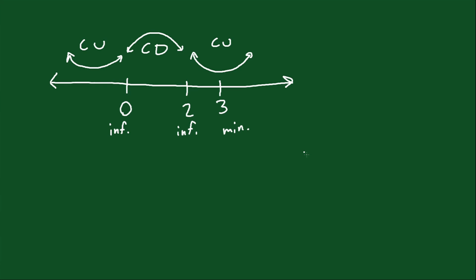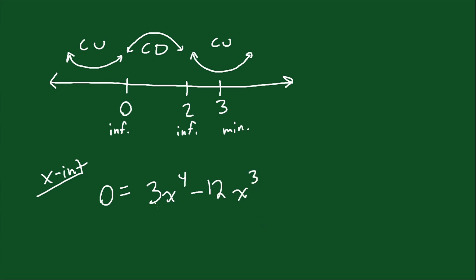We already know one of the intercepts is the point (0, 0). That counts as an x and a y intercept, but there might be more x-intercepts, right? There could be many x-intercepts. So let's figure out what those are. To find the x-intercepts, we set y to 0 and solve for x. We're using that original equation we were given, 3x to the 4 minus 12x cubed. And you should factor this if you want to solve for x. You could factor out a 3x cubed, and you'd be left with x minus 4, right?